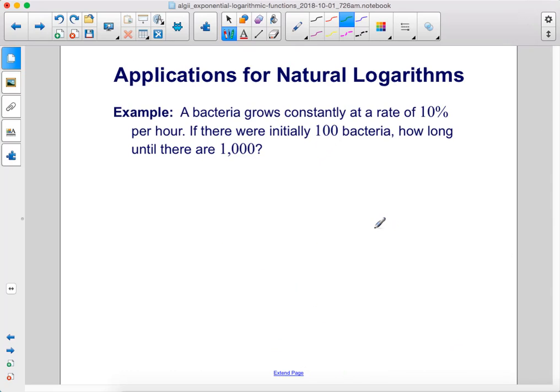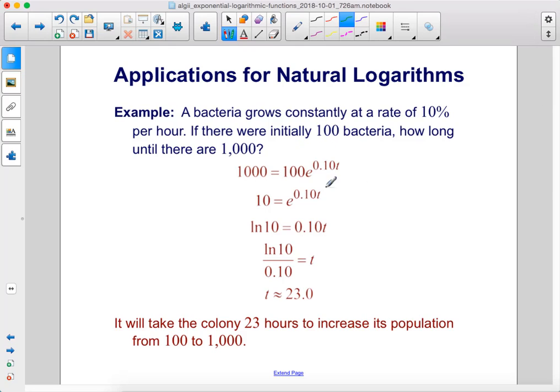A bacteria grows constantly at a rate of 10% per hour. If there were initially 100 bacteria, how long until there are 1,000? Alright, so first we plug in all the information we know. We start out with 100 bacteria. The rate is 0.10. We're looking for the time, so t is our variable, and we want there to be 1,000 bacteria at the end.